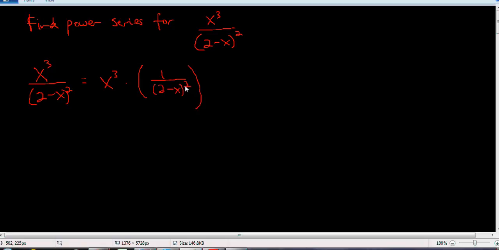And the goal here is, I find a power series for 1 over (2 minus x) squared, and then I'll just multiply x cubed in later. And of course, the ever so useful power series is this one, 1 over 1 minus x, equal to the sum of n equals 0 to infinity of x to the n. And this is valid for x between -1 and 1.